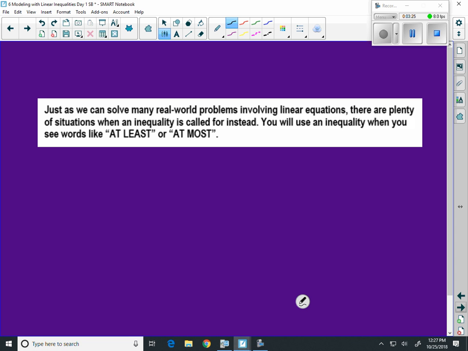Okay. So, just as we can solve many real-world problems involving linear equations, we can also do that with inequalities. We're gonna look at those different things today. When you see the words at least or at most, those are going to be kind of big key words. You're going to see what symbols we use where.